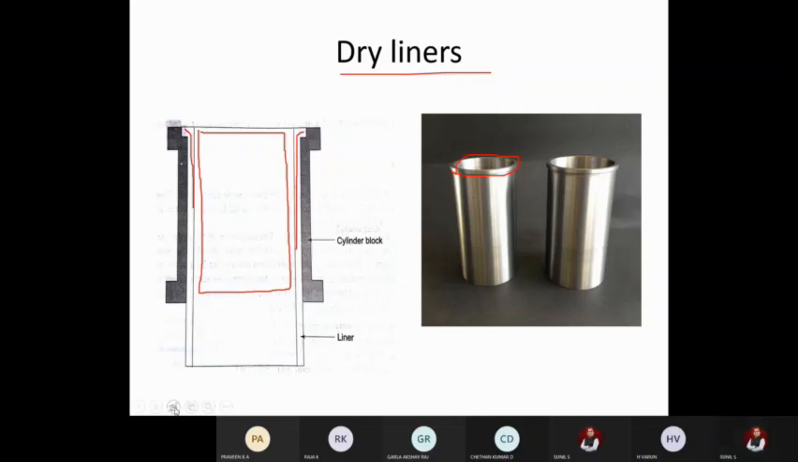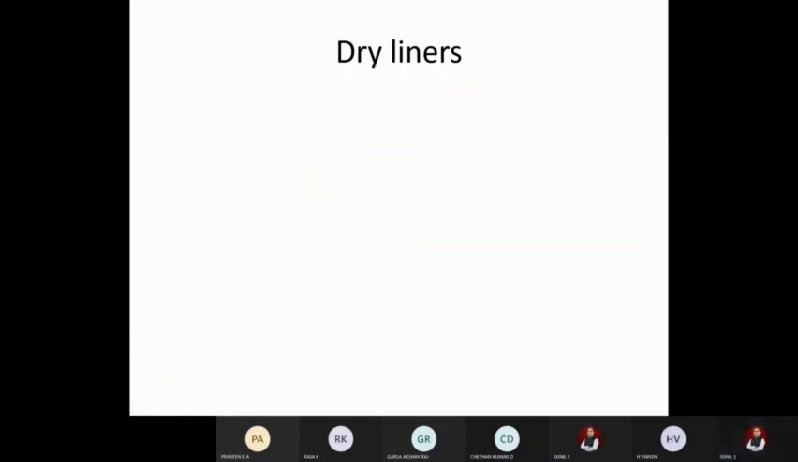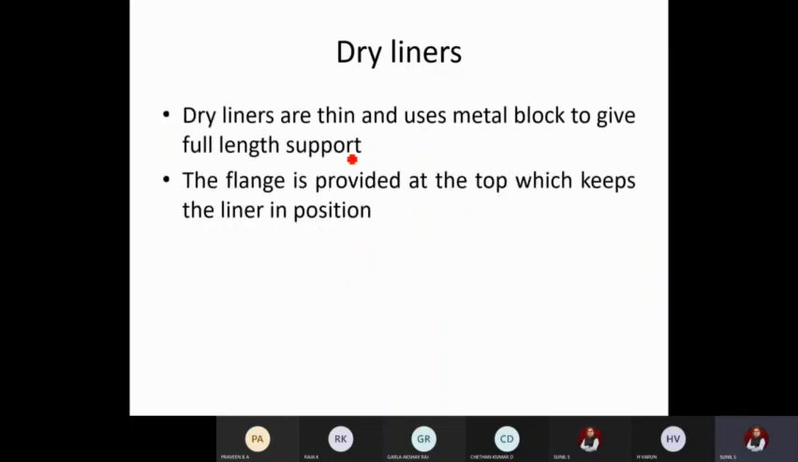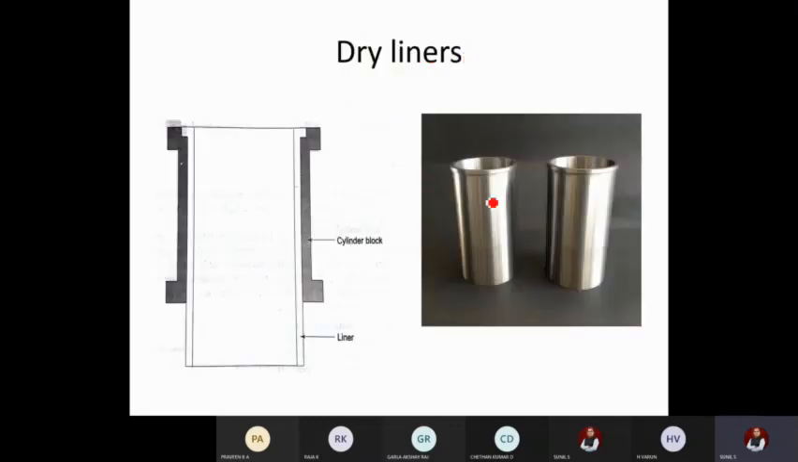Okay, you can just make a rough sketch of it. Before that, dry liners are thin and use a metal block to give full length support. As we saw in the sketch, the complete cylinder will be covered by this liner. The liner and piston come into contact with each other. The flange, what do you mean by flange? This portion, this ring, is called the flange. That flange will fit into the cylinder block so that it cannot move up and down. It fits rigidly so that the piston can move inside.